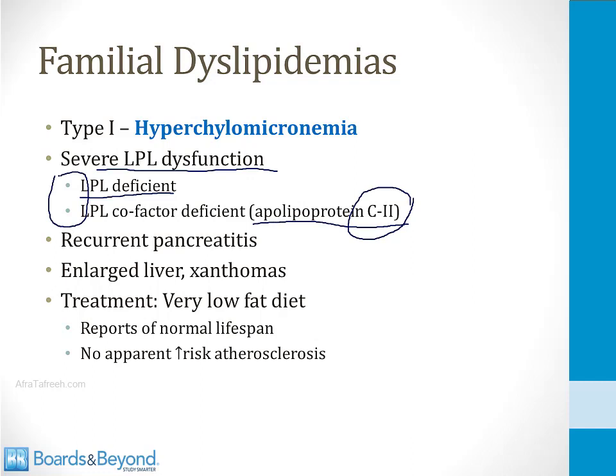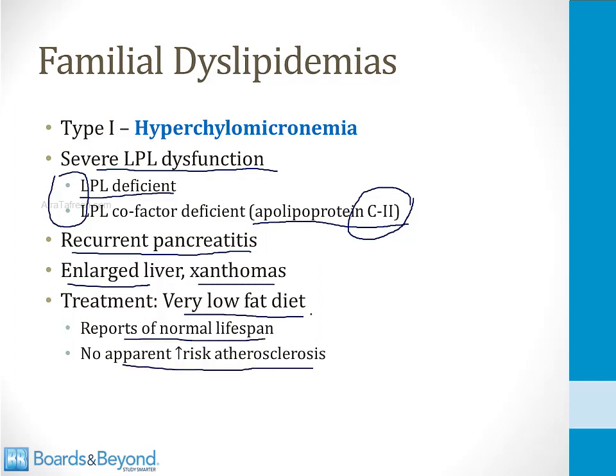The main symptomatic problem in these patients is recurrent pancreatitis. As I told you before, when your triglyceride levels get this high, you can develop pancreatitis. And people with hyperchylomicronemia get recurrent bouts of pancreatitis. They can also have an enlarged liver and they can develop xanthomas. The treatment is to eat a very fat-restricted diet. There are reports of people with this condition having a normal lifespan with no apparent increased risk in atherosclerosis if they're able to adhere to the low-fat diet.